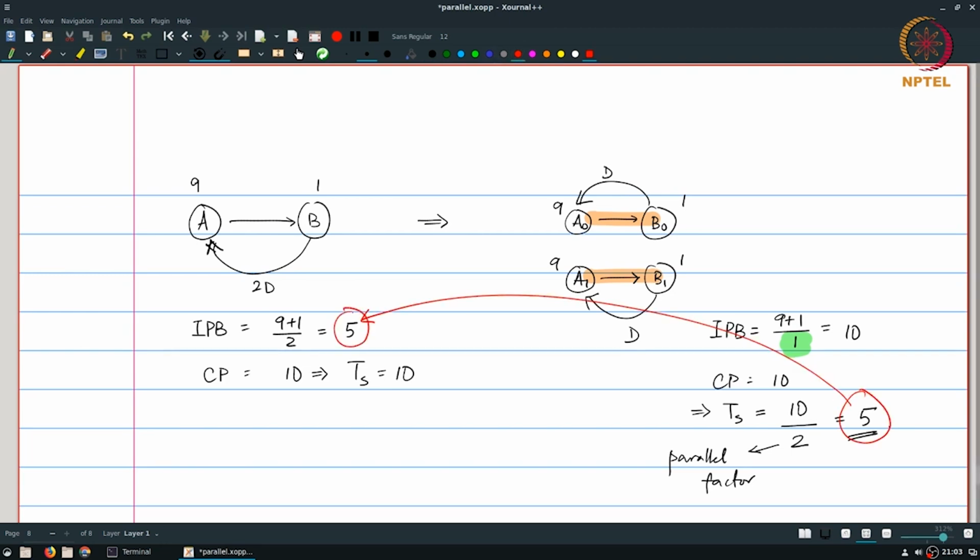target iteration period bound. Notice that the iteration period bound for my modified parallel graph is actually worse than what it was for the original graph. But because I have the parallelism factor, the sampling interval that I can actually achieve has matched that of the original graph.